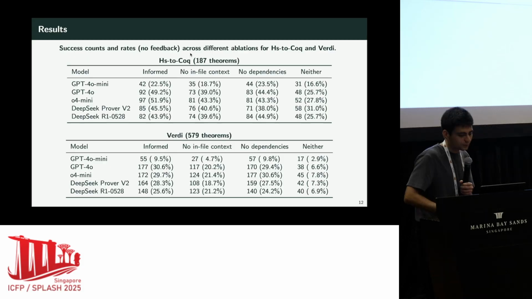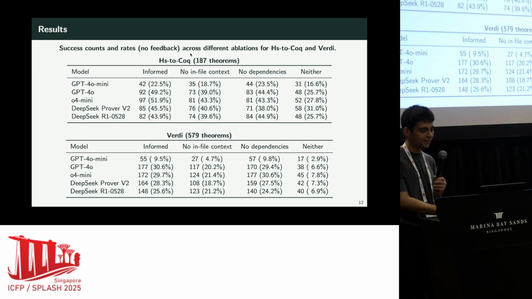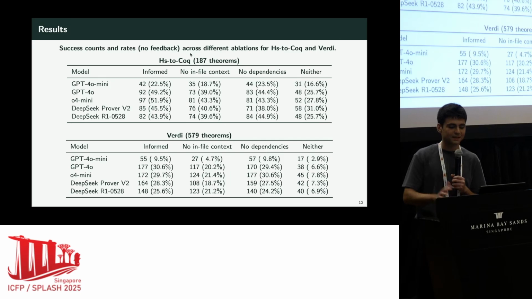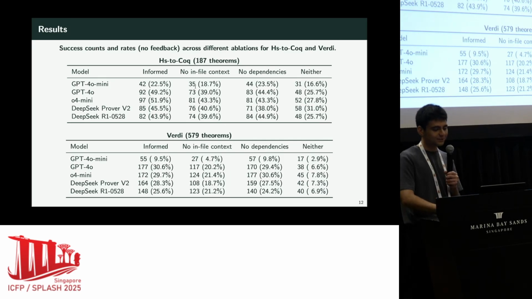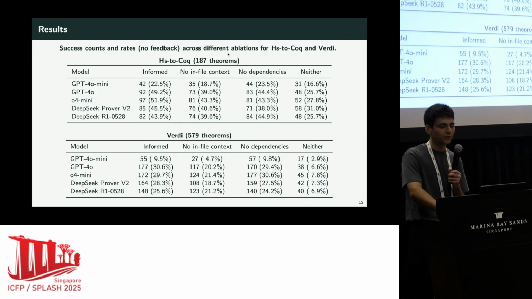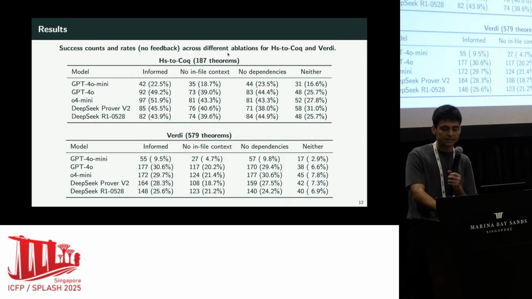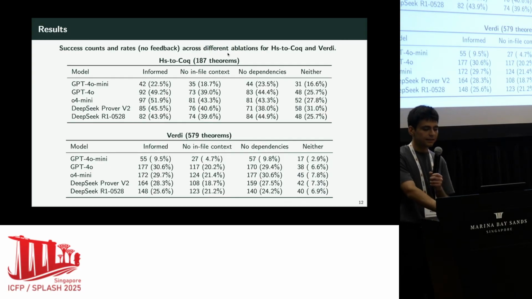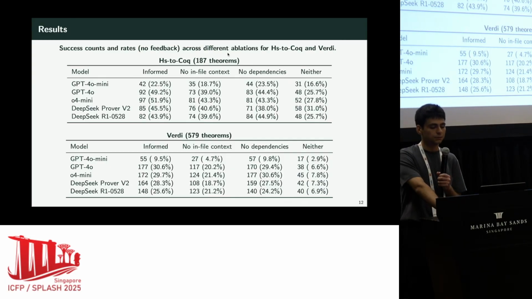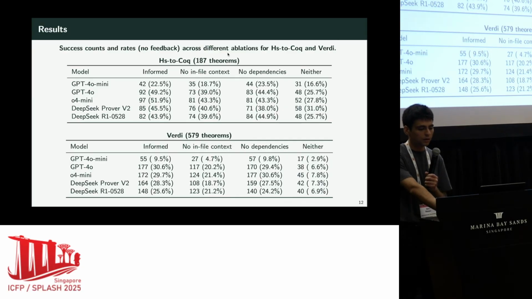So what are all of the results like? Well, these are the results in short. I'm not going to just let you look at those. I have a few takeaways, but overall, you can see that for hs-to-coq, which has around 187 theorems, we can get up to 51 to 52% accuracy with the best model, whereas with Verdi, you can get around 30% accuracy with the best models.